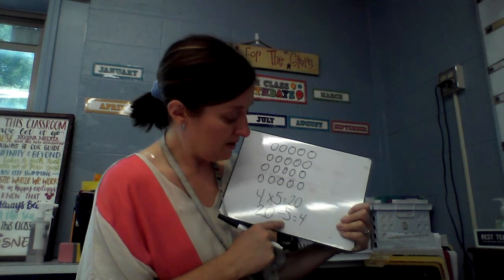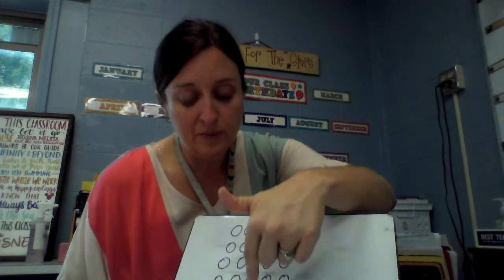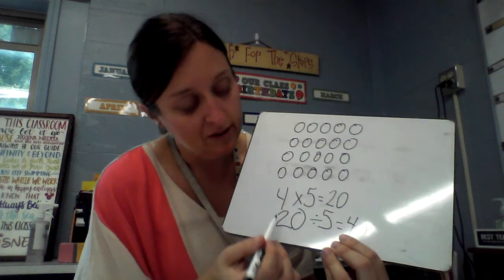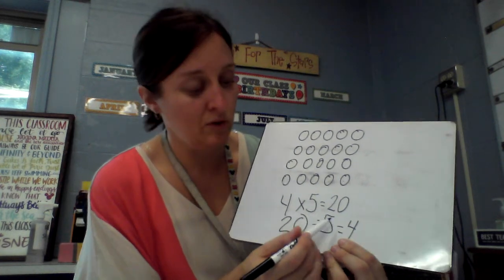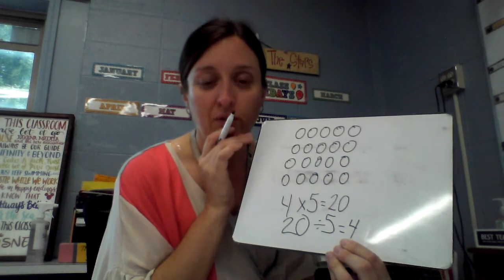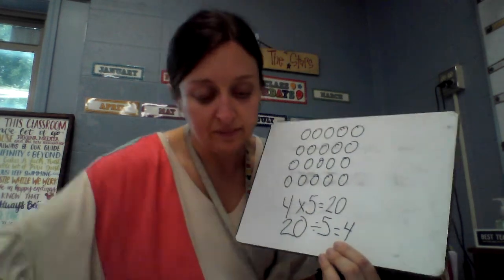Total number, the size of the groups, the number of groups. Sorry, let me say that again. Number of groups, size of the groups, total. Total, size of the groups, number of groups. Notice there's some similarities there. There's some things that they share.